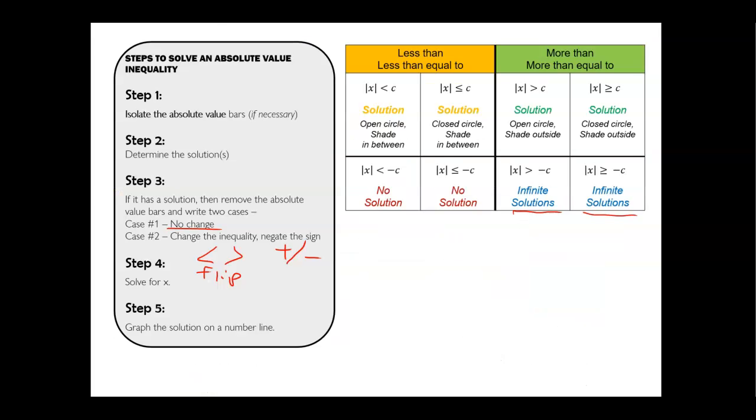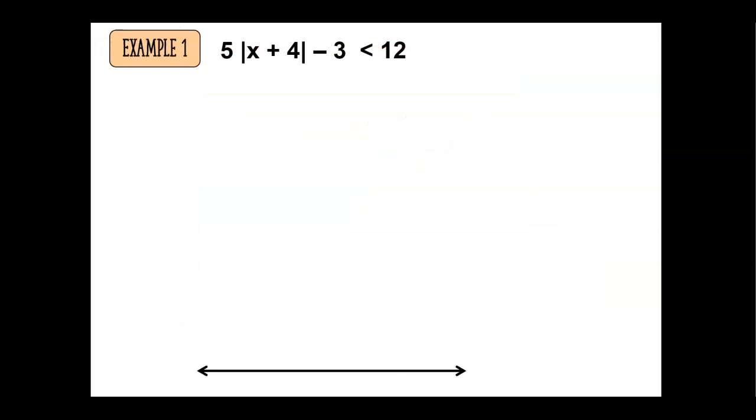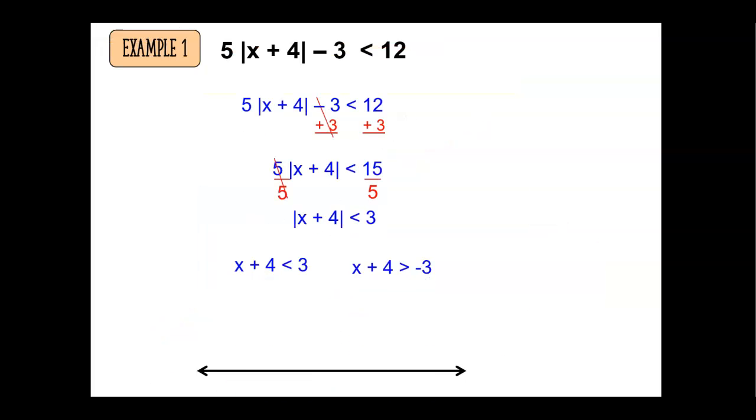There we go. Okay, so the situation we got ourselves into, it was less than a positive number, which is going to be what? This one? Open circles shaded in between. So do you see how I can use this to help me? Okay, so let me fast forward a lot through the junk we don't need. And here we go. Now, check it out.